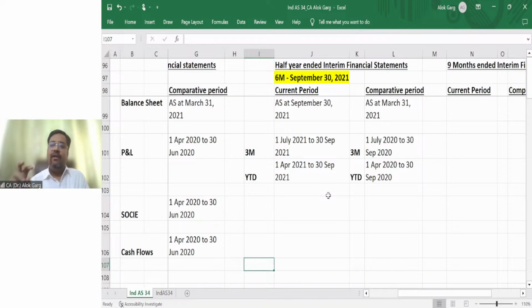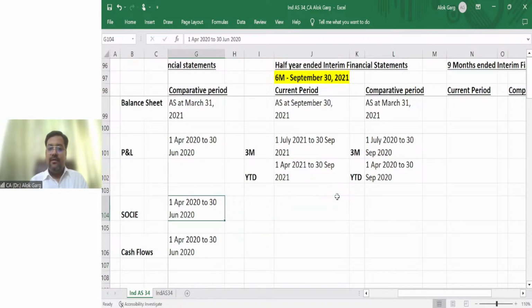Sir, why for 3 months and why for 6 months for P&L? Friends, generally it is a requirement of SEBI LODR also. That is why, in the Companies Act, in the AS or Ind AS, the P&L performance is required for the current quarter as well as year to date, right?